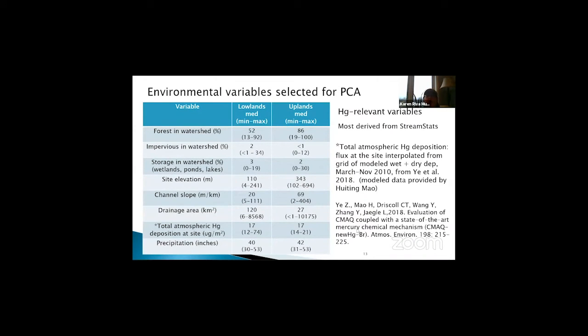We selected what we thought were mercury relevant variables, 8 variables shown here in the left column. Most of them were derived from StreamStats. And because of that, we have a variable called storage, which includes wetlands, but not only wetlands, but also ponds and lakes. So I just wanted to point that out. And I also wanted to extend appreciation to Huiting Mao for providing the mercury deposition data to us.